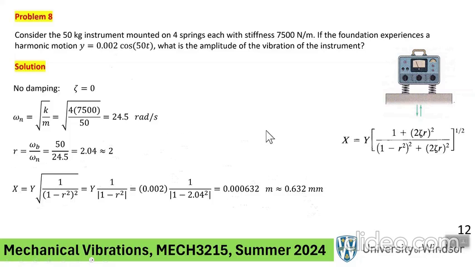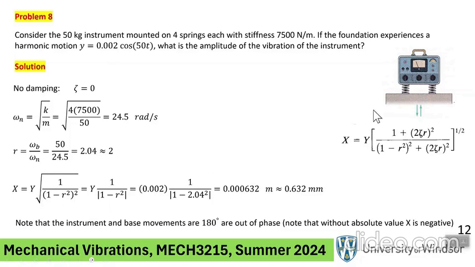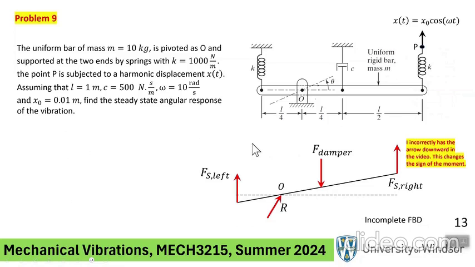Now, one thing you should keep in mind: if you look at the value of R, it is bigger than 1, and therefore this quantity inside of it, if I hadn't put these absolute values, would be negative. And what that tells you is that the instrument is 180 degrees out of phase with the base motion. So basically, when the base goes up, the instrument goes down. That's something to keep in mind.